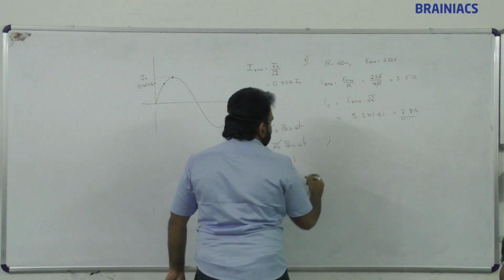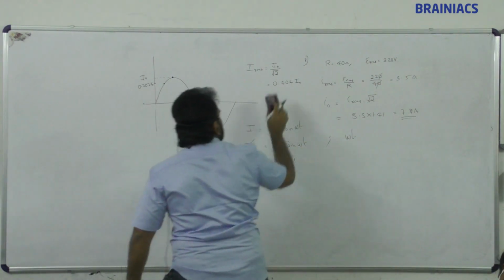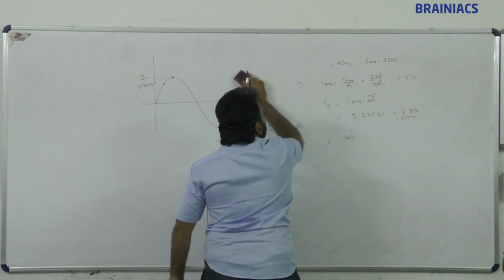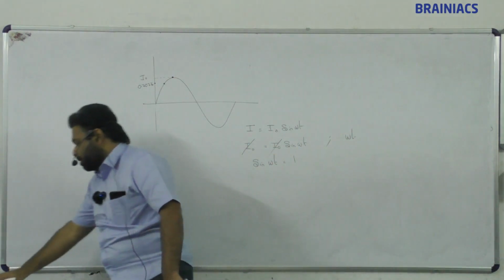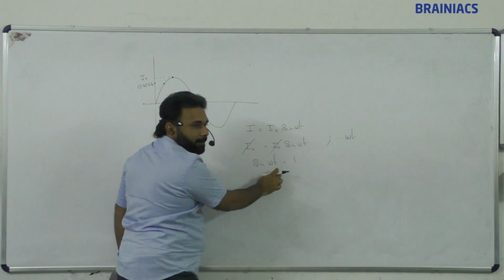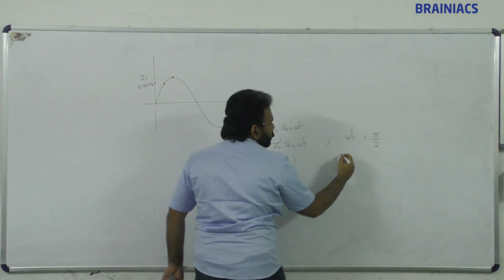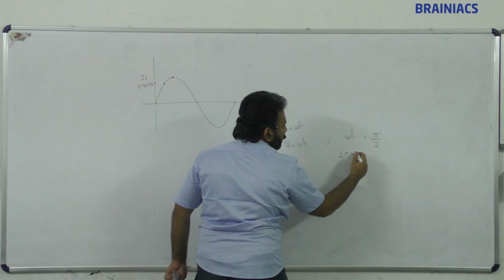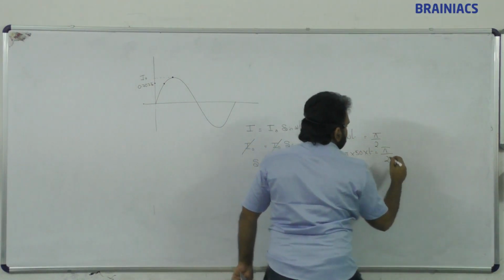So from this we will understand that omega t should be 90 degree, pi by 2. Omega t must be pi by 2. So this is going to be 2 pi into 50 into t is equal to pi by 2.